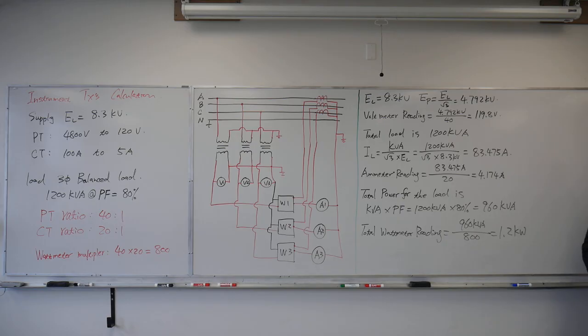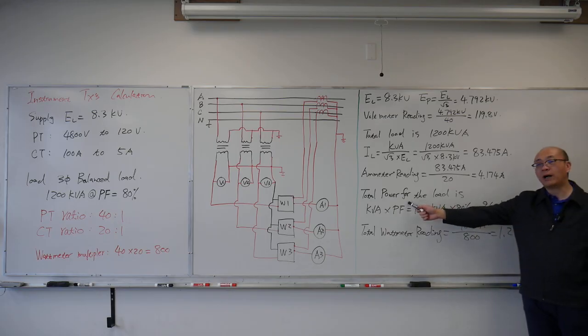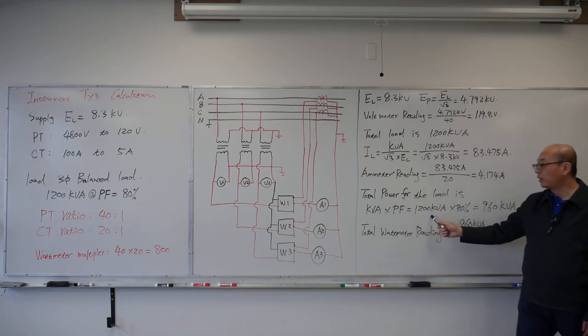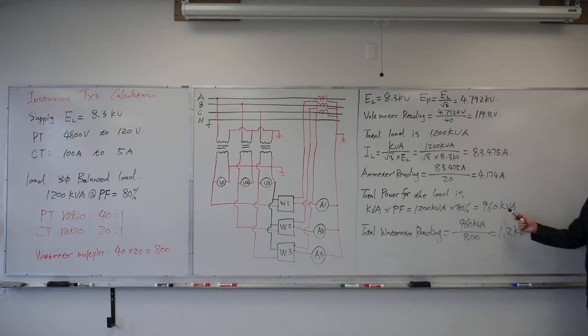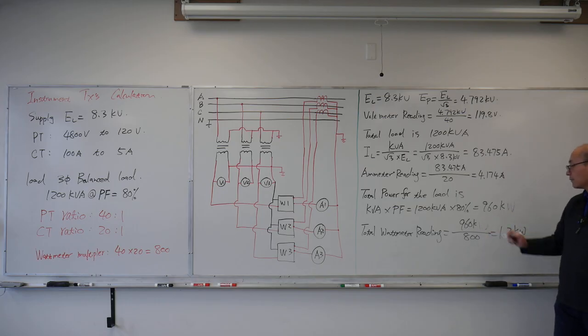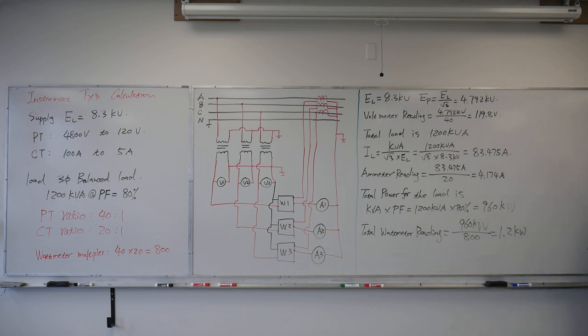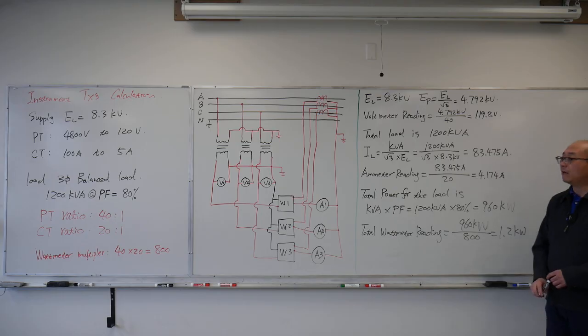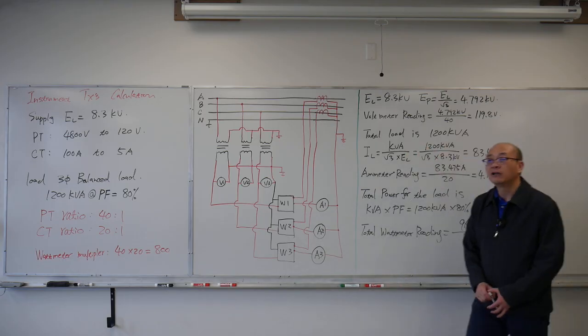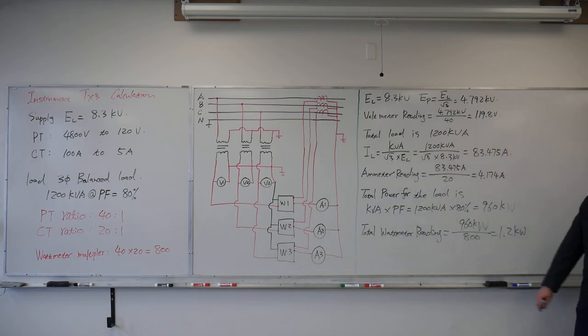But the wattmeter only reads power. For this case, we can find the total power on the primary side, which is the kVA times the power factor, 1200 kVA times 80%. So the total power on the primary side is 960 kilowatts. This 960 kilowatts is the total power drawn by the three-phase load. Then we can find the total wattmeter reading, because we have 3 wattmeters. We're not going to ask for each wattmeter's reading at this moment.